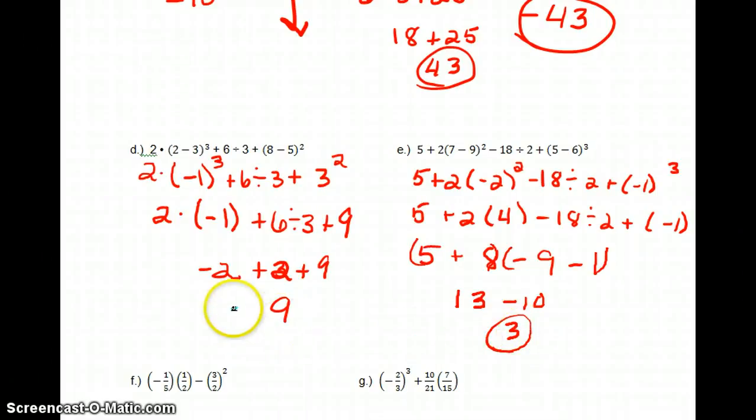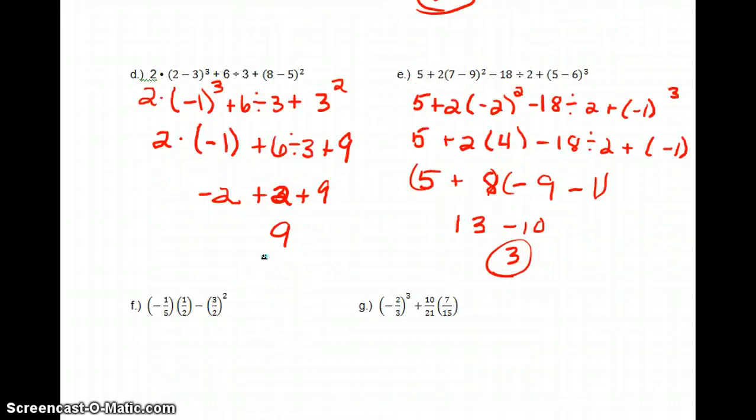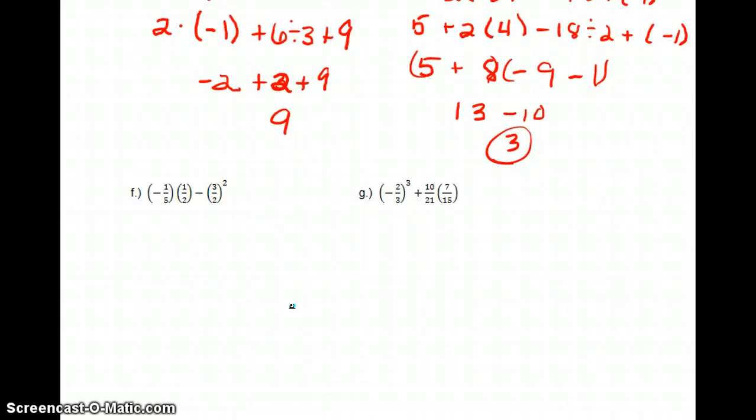How'd you do? If you're having trouble with these problems, please let me know. Moving on to problem F.